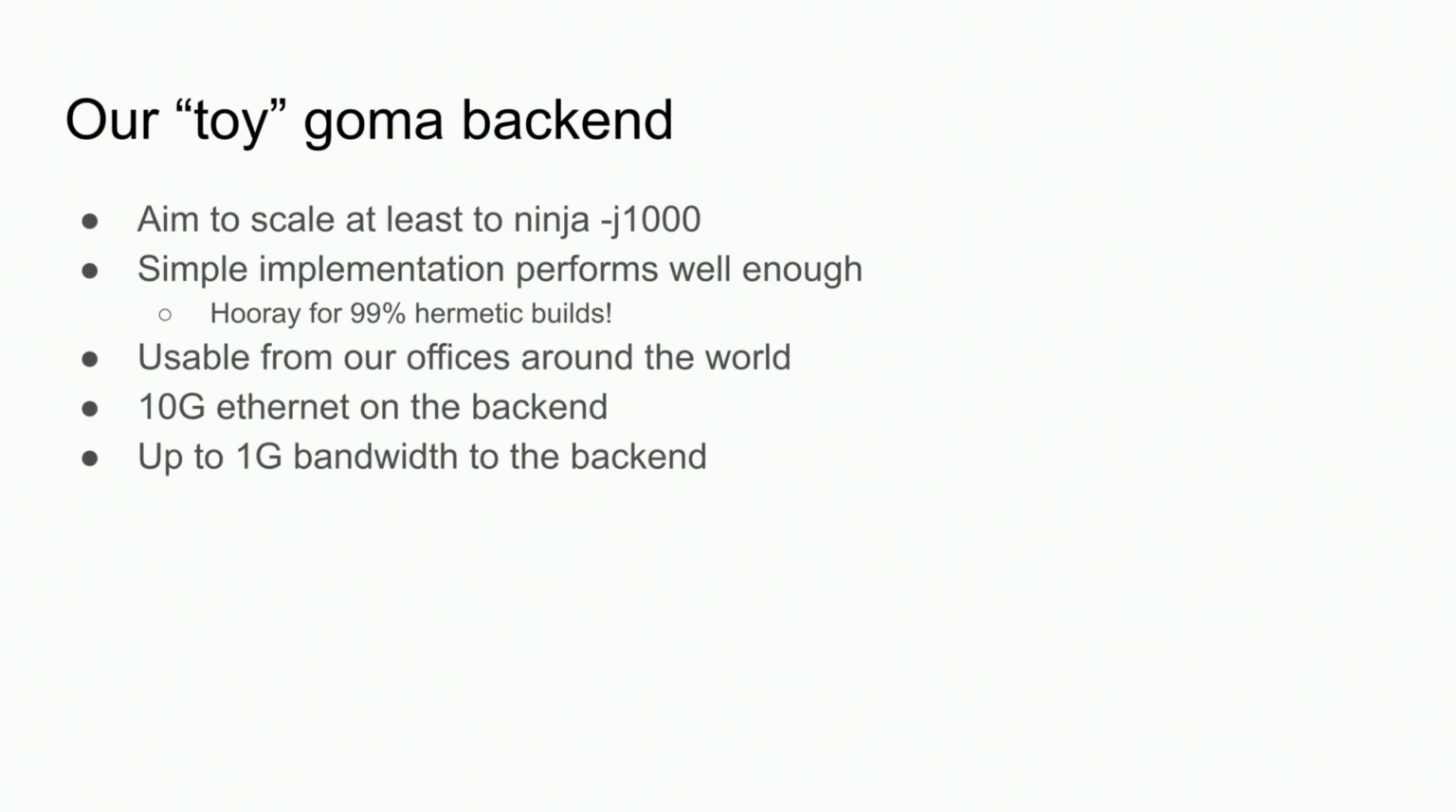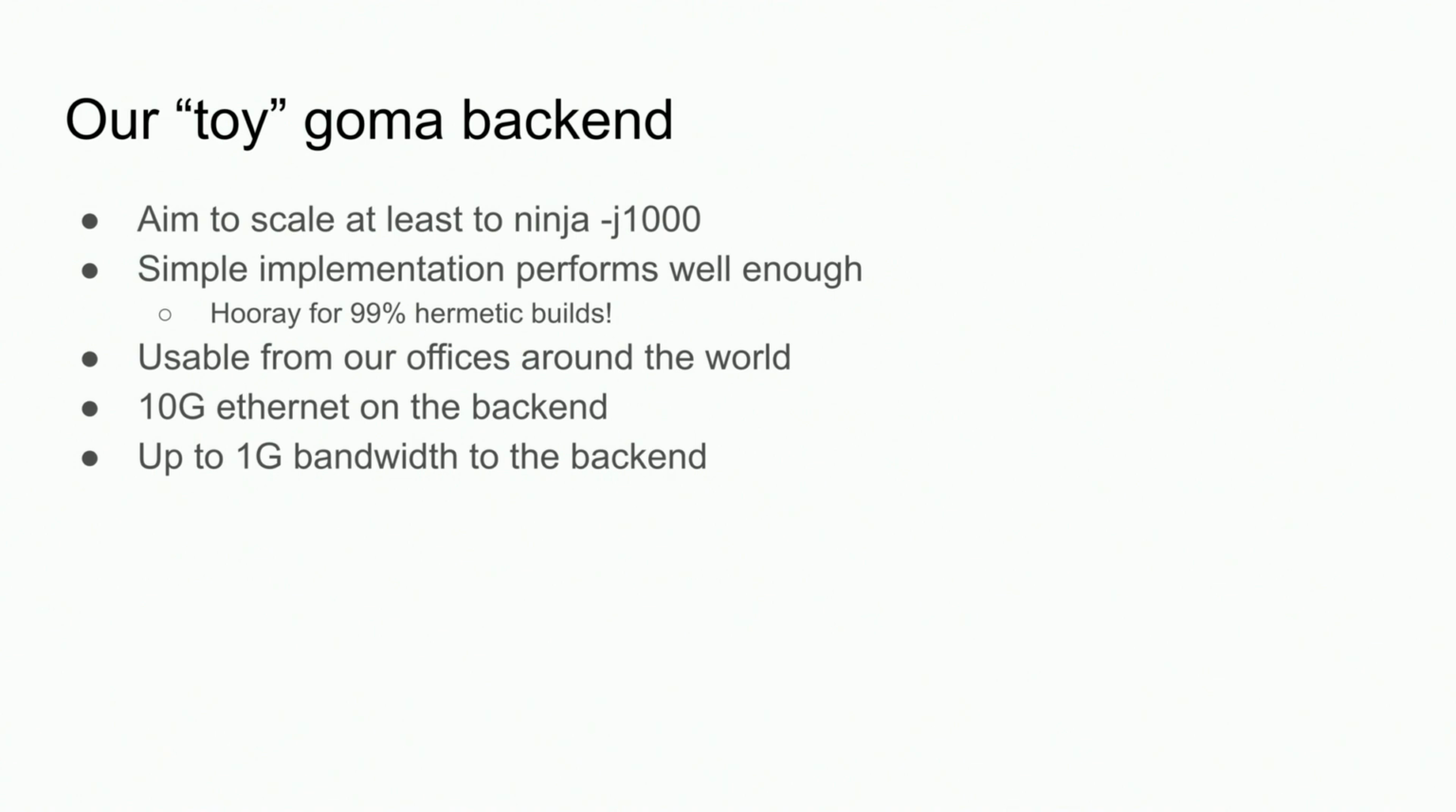So I call our backend a toy because compared to Google scale, it really is a toy, but it scales pretty well. I aim to have at least Ninja -j 1000 working and keep all the workers busy. And this works pretty well in practice, apart from parts of the build graph where there aren't enough jobs to have running at once.